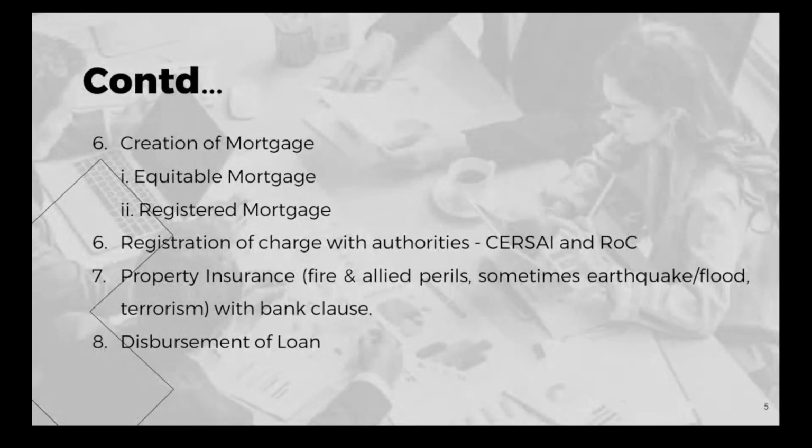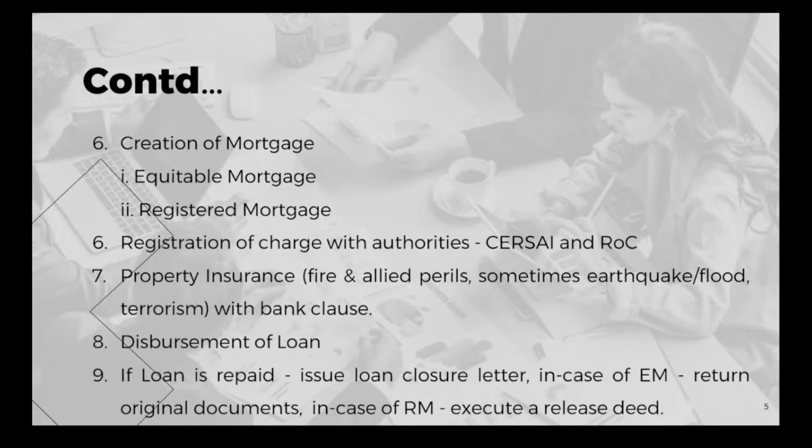Then there is disbursement of loan. After the loan is repaid, the process is that we issue a closure letter and we return the original documents in case of equitable mortgage. If it is a registered mortgage, we execute a release deed. So this is the process in case of property. These are the steps which have to be done.